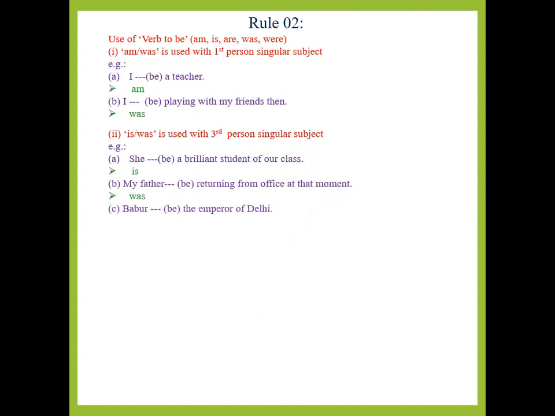C. Babur be the emperor of Delhi. Babur is third person singular. The answer is was. 3. Are and were are used with second person and all plural subjects. For example, you be a student of RUMC. So you is the second person. That's why here the answer is are.